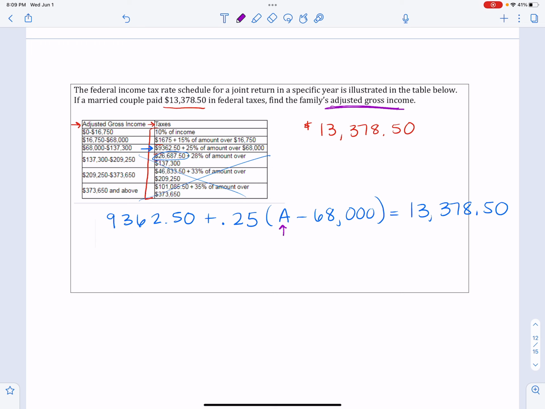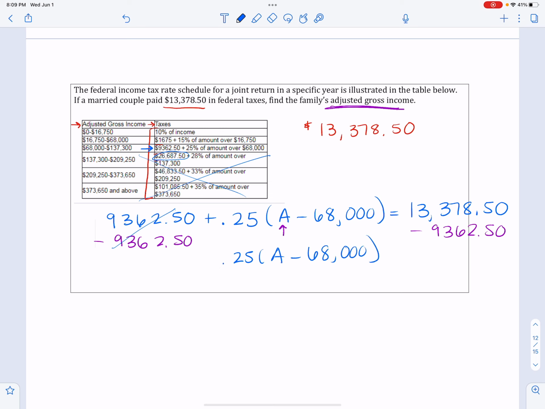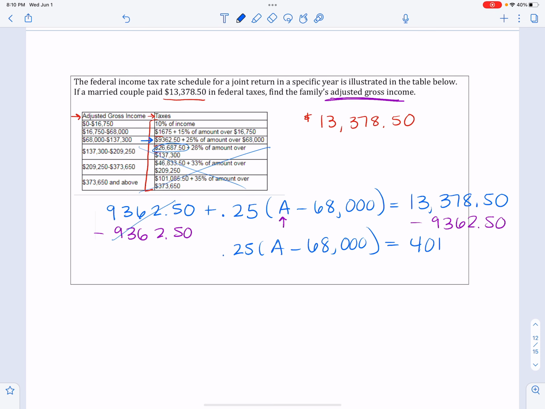Now, to answer the question here, which is what is their adjusted gross income, you've got to solve this equation for A. The steps that you're going to use to do that, first thing you're going to do is subtract the base rate from each side. So that's going to get rid of it here. You'll be left with 0.25 times the amount minus 68,000. And then if I calculate that on the other side, 13,378.5 minus 9,362.5, then I'm looking at 4,016.